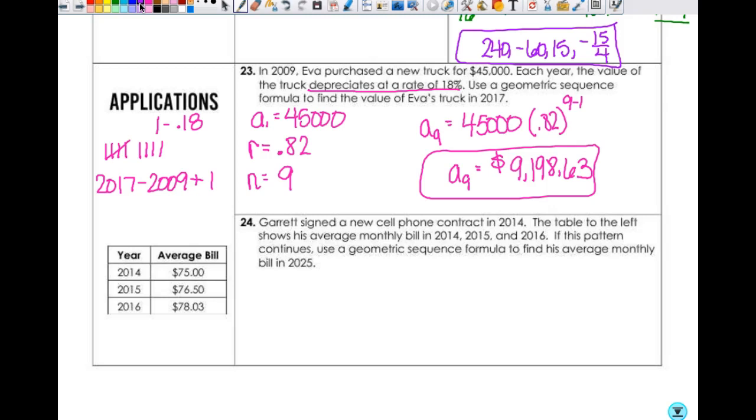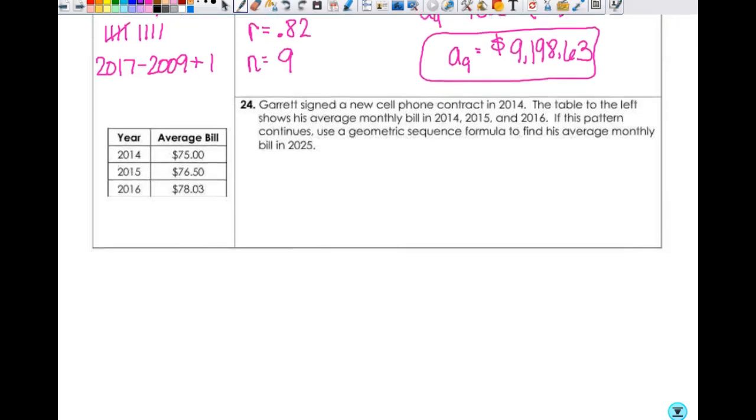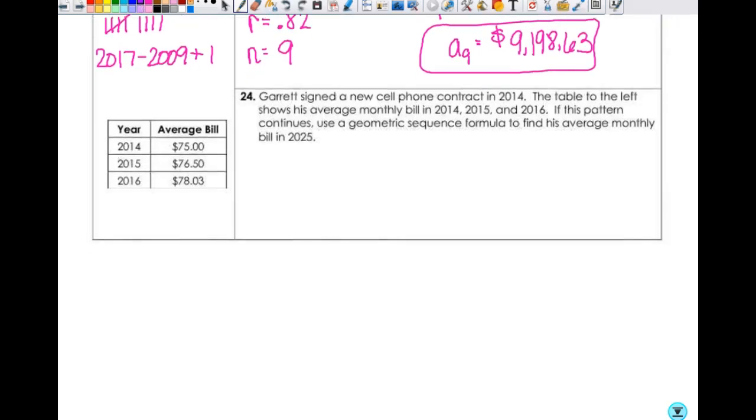All right, so Garrett signed a new cell phone contract in 2014. The table to the left shows his average monthly bill in 2014, 15, and 16. If this pattern continues, use a geometric sequence formula to find his average monthly bill in 2025. All right, so A1. And this may not be the first year of his contract, but this is the first year that we can see. That's why it's A1. And that is 75.